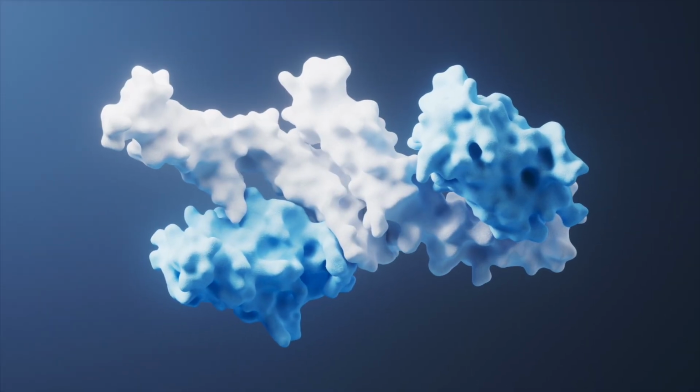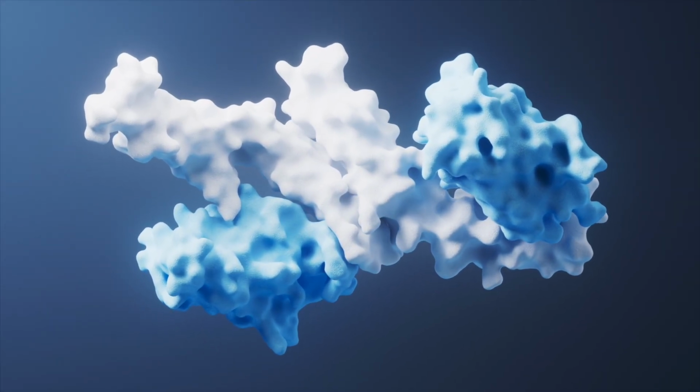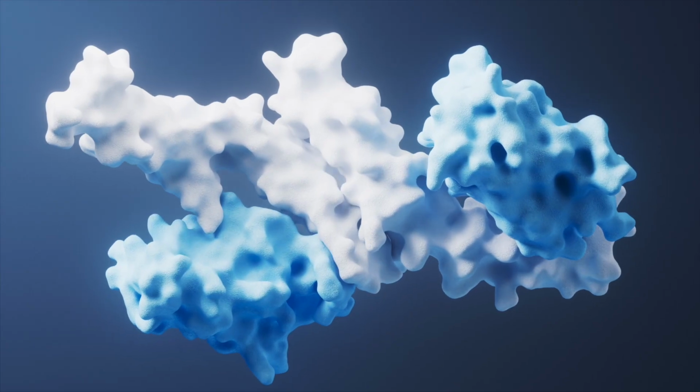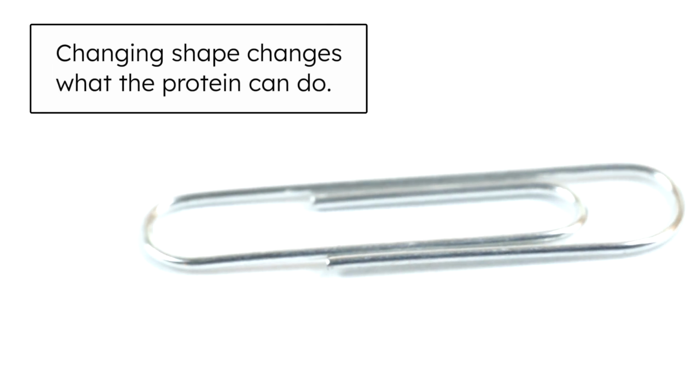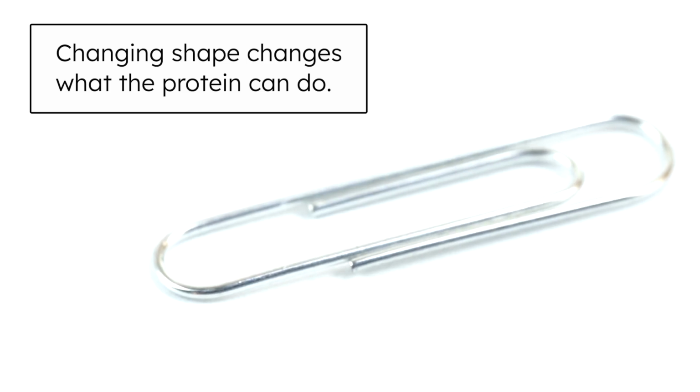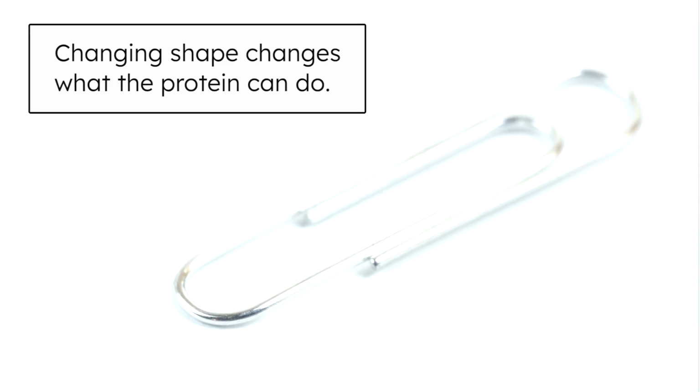Once amino acids are connected in the correct order, the cell has a long chain called a polypeptide. But this chain doesn't stay straight forever. In order to become a functional protein, it begins to fold into a complex three-dimensional shape. Just like we saw with the paperclip, changing shape changes what the protein can do. Proteins have to fold into the right shape to perform their job.